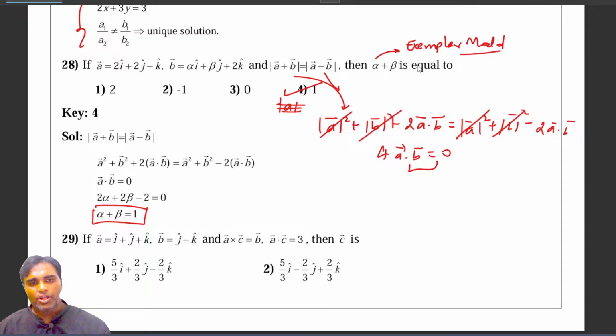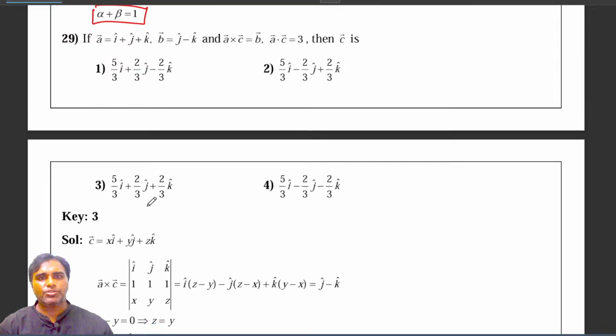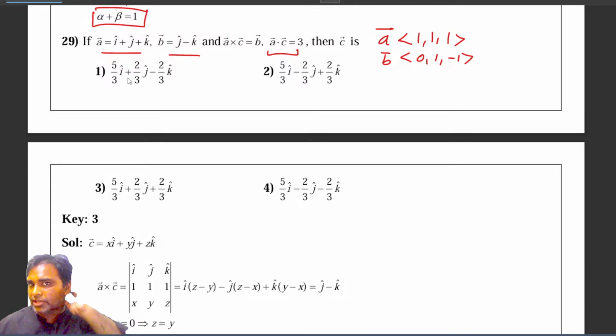Again 29, let's see. If you can see here is 29, I will suggest a very different method, only an approach I'm telling. A is given, B is given, so let's try to write A. A is given as 1 1 1 and B is given as 0 1 minus 1. Now A dot C is how much? 3. So all options are there. Let's try to do A dot C, and where we get 3, we'll see that.